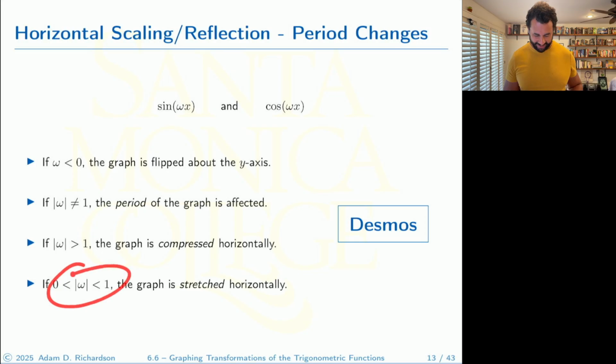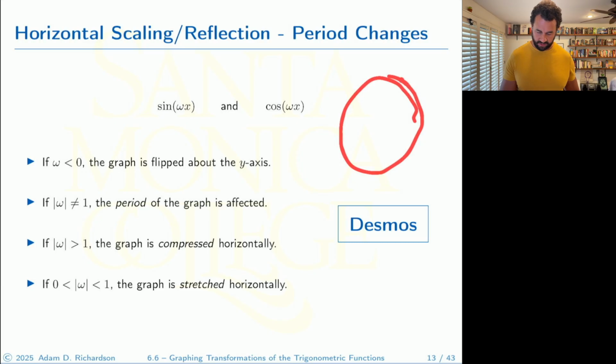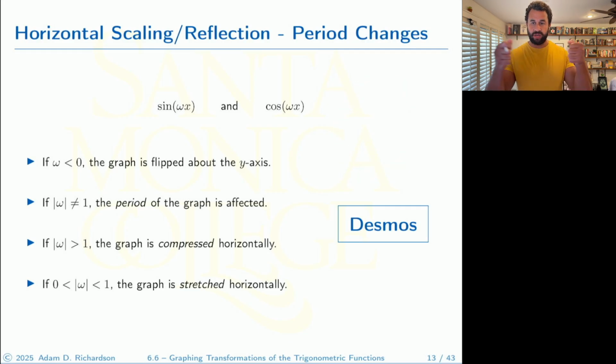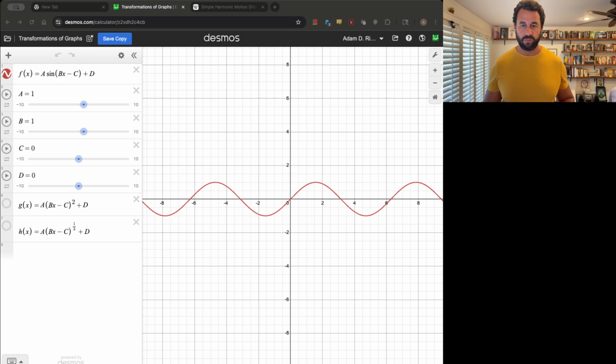Compression. If the size of omega is between 0 and 1, now the object is moving slower, slowly going around. And so that makes the period stretch. All right, so omega affects the period. Let's take a look at Desmos one more time.